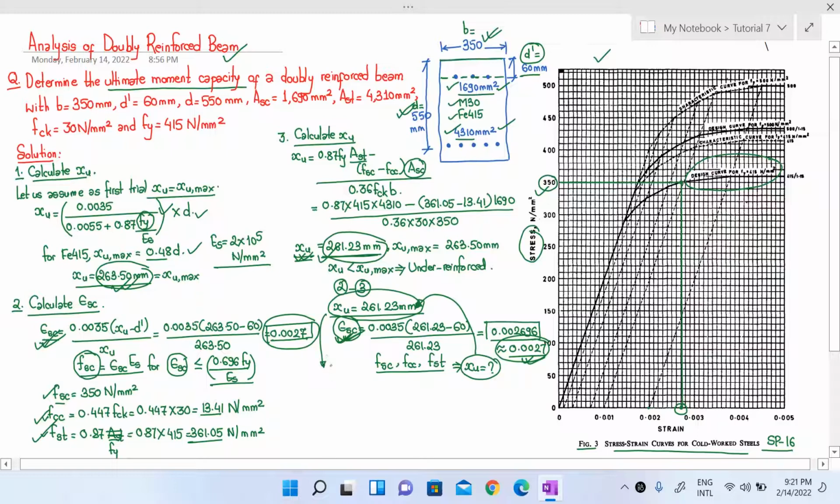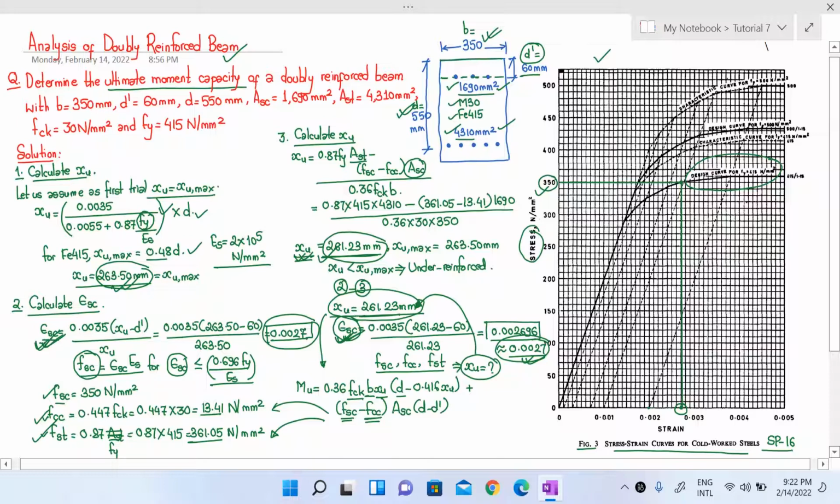So after determining the value of XU, now you can finally determine the value of the ultimate moment capacity, which comes out to be, we know the equation, 0.36 FCK B XU (d minus 0.416 XU) plus (FSC minus FCC) ASC (d minus d dash). Now FCK is 30, B means 350, XU means here 261.23, d value is 550, FSC and FCC you use this value here. Always remember, this FSC and FCC should be calculated after determining the value of XU and epsilon SC here.